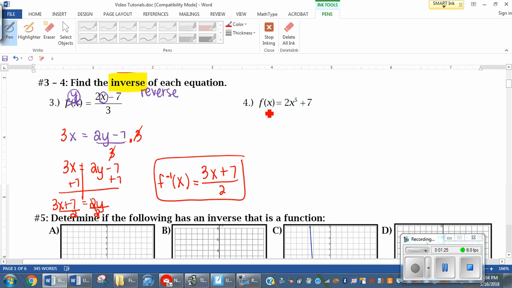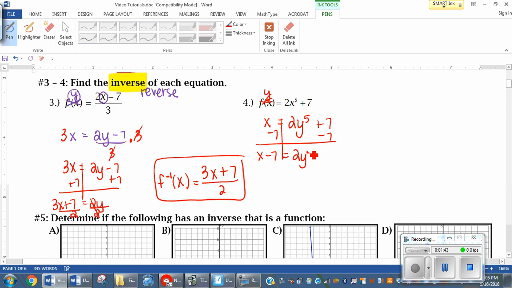Number 4, same way. We can call f of x y, but then we're going to reverse. We're going to say x equals 2y to the 5th plus 7. Same way, get rid of the 7. So over on the left we have x minus 7.